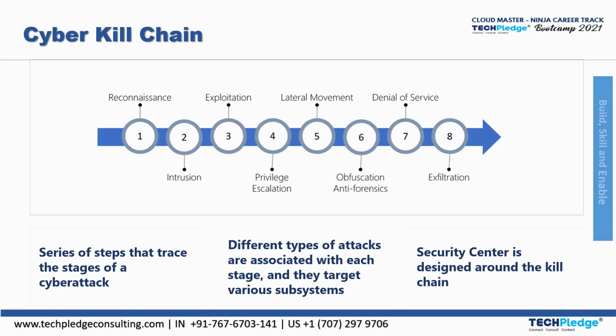Then we have the sixth stage, which is obfuscation or anti-forensics. In order to successfully pull off the cyber attack, the attacker needs to cover their tracks. In this stage, they often lay false trails, like they compromise data and then clear the logs to confuse and slow down the forensic team.